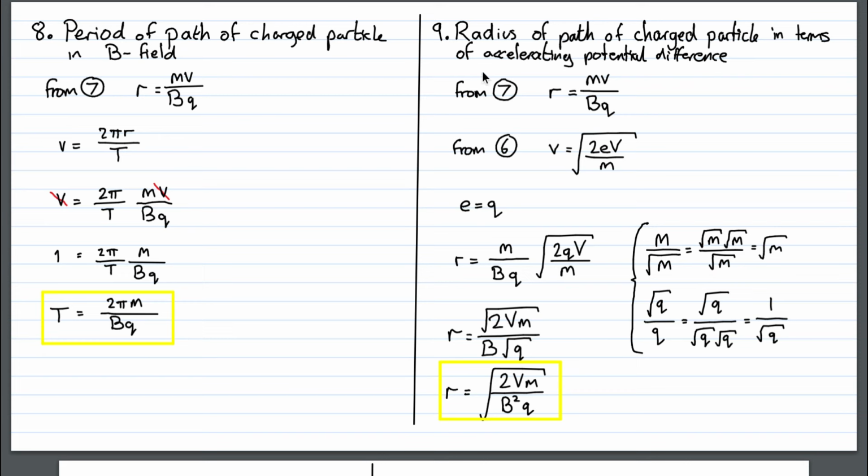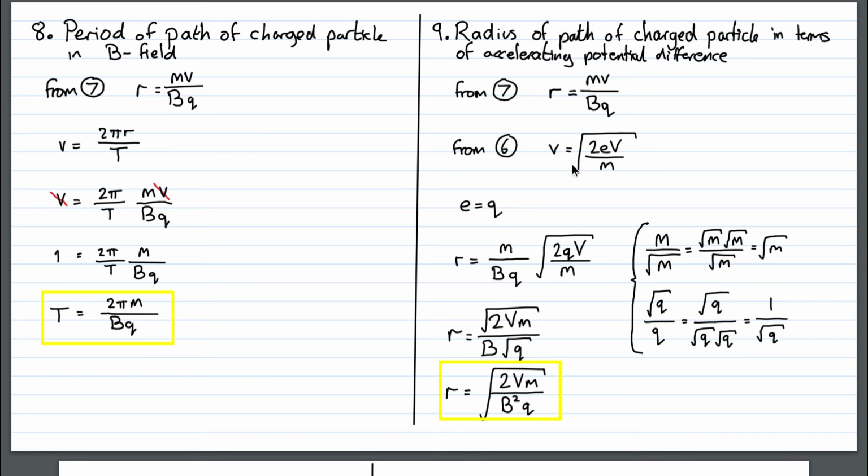We derived equation 7, the radius of the path of the particle in the magnetic field, and 6, the speed of a charged particle, an electron in this case, which has moved across a potential difference V in some sort of anode, some sort of cathode gun, some sort of electron gun. Well, in this case, we're going to make it more general. Rather than talk about the charge on the electron, we're going to replace that with Q, just the charge of a charged particle. So that's fine.